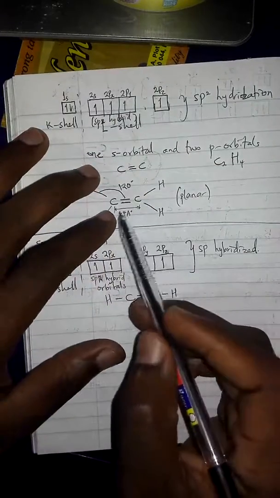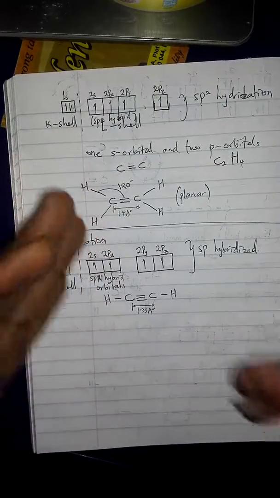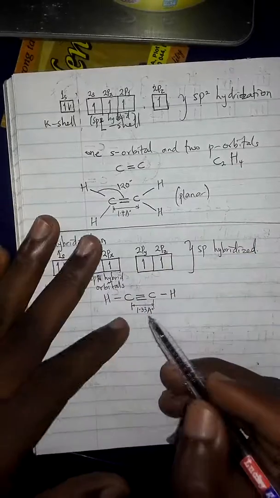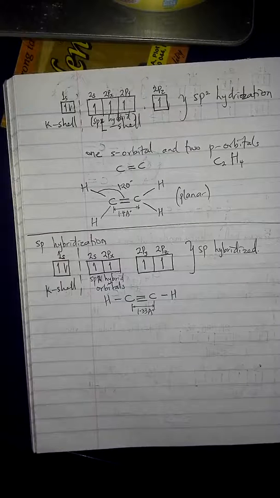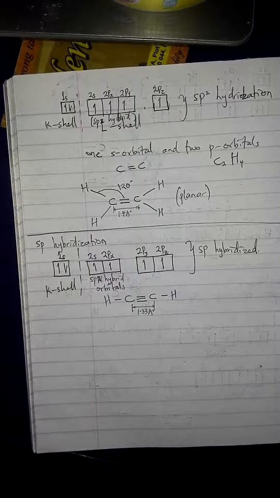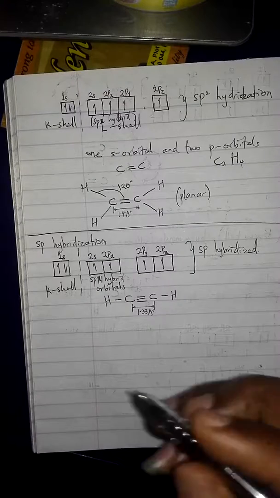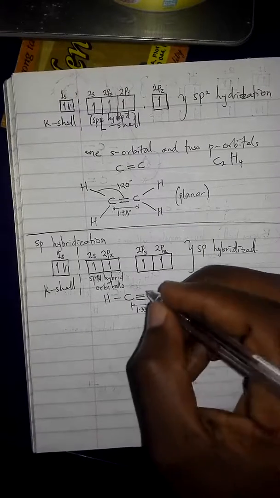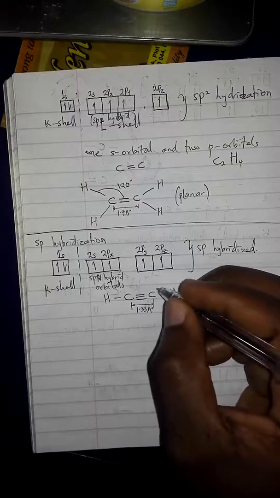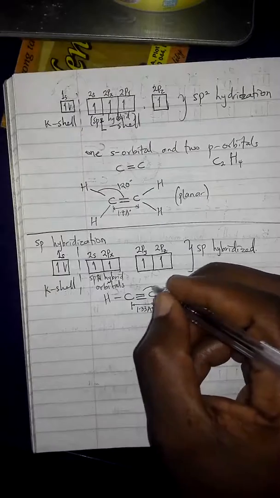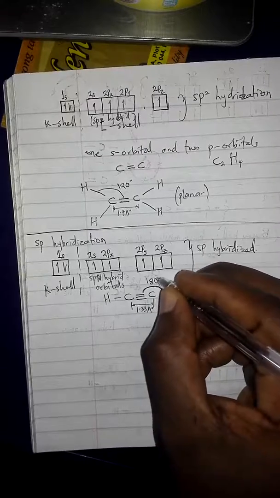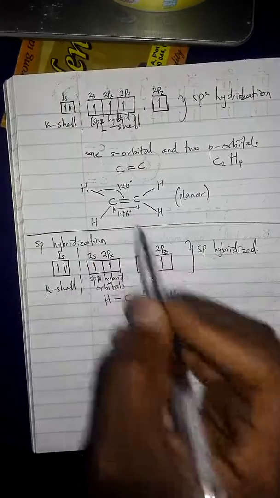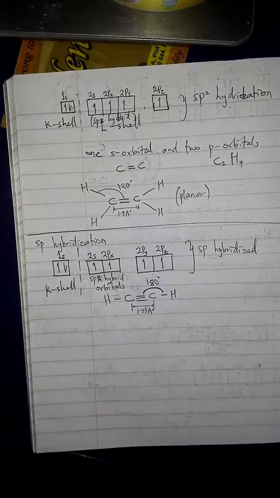So the bond length is going to decrease here. They're coming even closer together, and the bond length is going to decrease further to 1.33 Angstrom. Then the bond angle. Obviously, the bond angle is 180 degrees. That's like having a straight line. The angle between this and this is 180 degrees, just like what we had here, 120 degrees. This one is 180 degrees. So that's the bond angle.